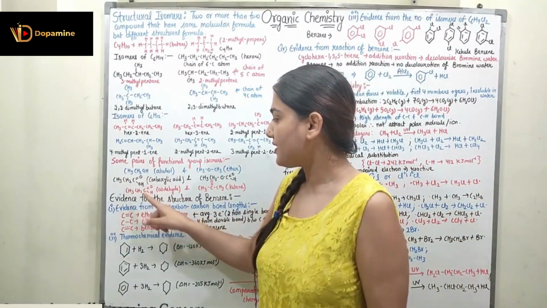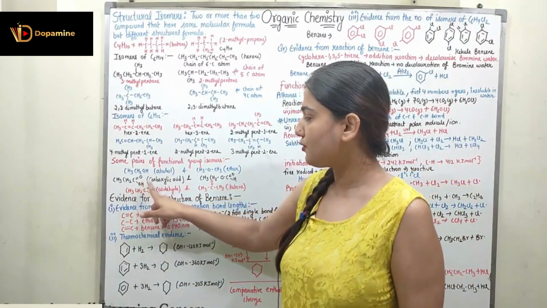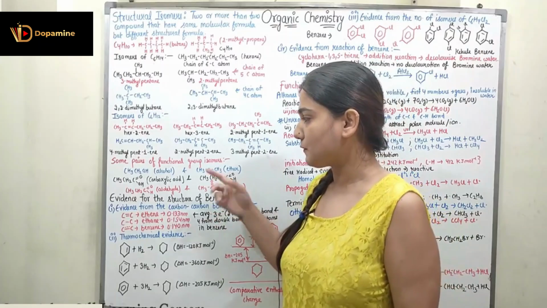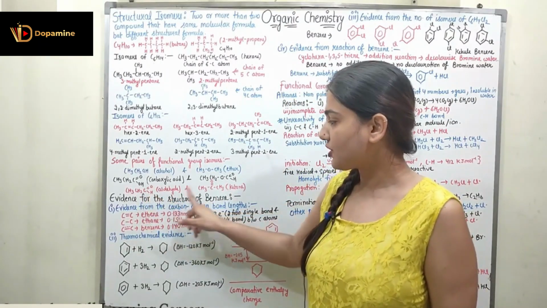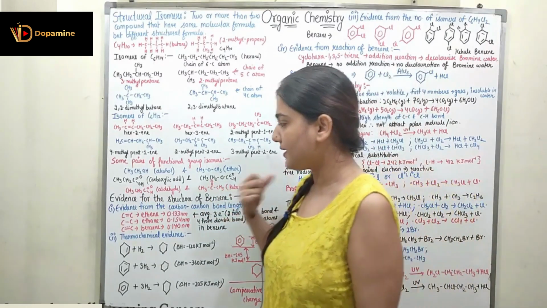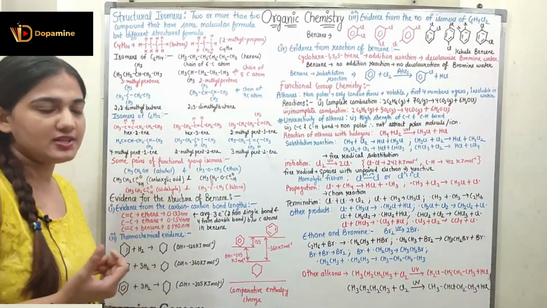Similarly, we have carboxylic acid, CH3CH2COOH, and the ester, CH3CH2OCOOH, which will also be isomers. Again, I see aldehyde and ketone, CH3CH2CHO and CH3C(=O)CH3. This is the ketone, and this is the aldehyde. If you see, the molecular formula is the same, but the structure is different.